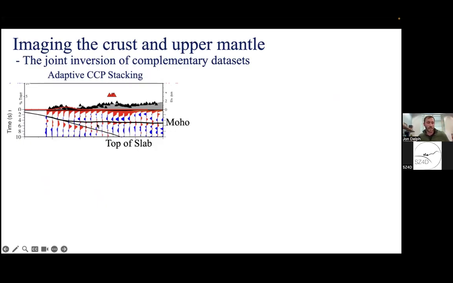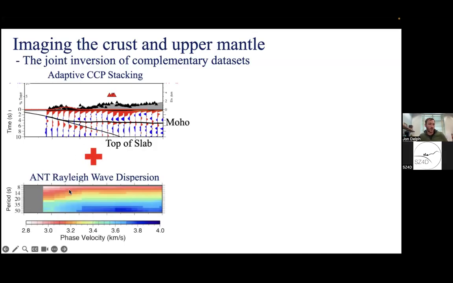For instance, we see this nice positive peak that corresponds with pre-existing estimates for crustal thickness. We also see this positive peak that dips and comes in just a little bit later than where we expect the top of our slab to be. That's what we would generally interpret as the Moho of our downgoing oceanic lithosphere.